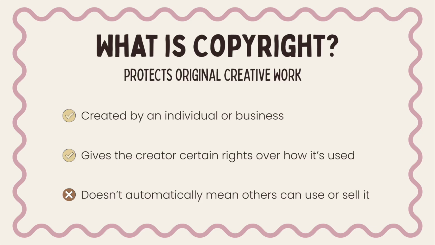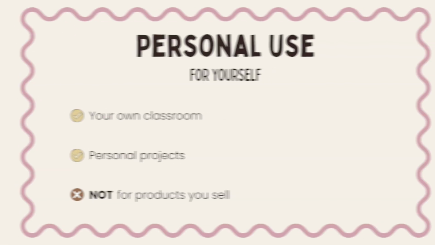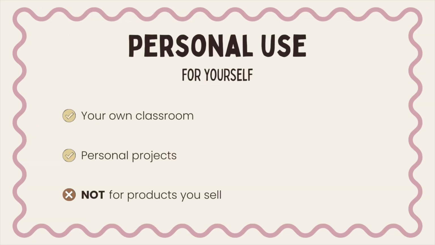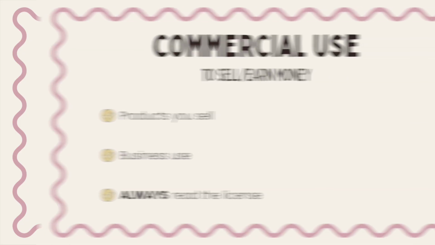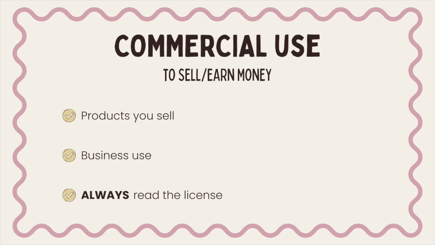Now that you know what copyright is, let's look at some of the most common terms you'll come across when using resources online. Personal use means you can use a resource for yourself, your own classroom, or personal projects, but you can't use it in products that you're selling. Commercial use means you're allowed to use that resource in products you plan to sell, like a Teachers Pay Teachers resource. Just remember that every creator's license can be different, so always read the details.